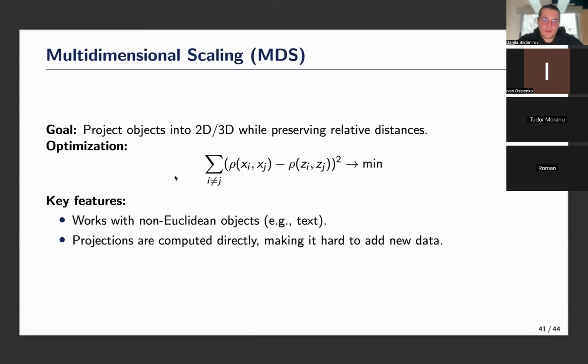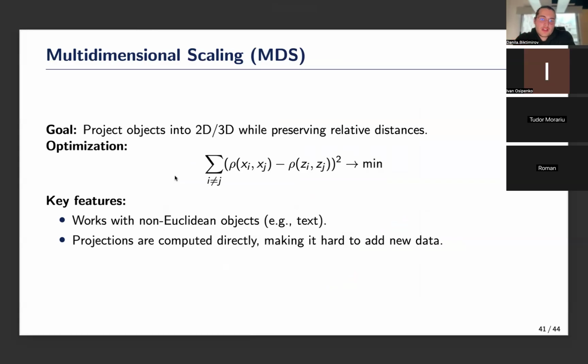As mentioned before, the task of visualization consists of mapping objects into 2 or 3-dimensional spaces. Like in PCA, we want to reduce the dimensionality to visualize our data, and we want to visualize it in 2D or 3D.